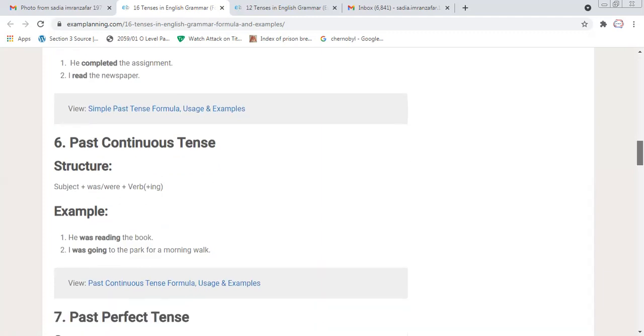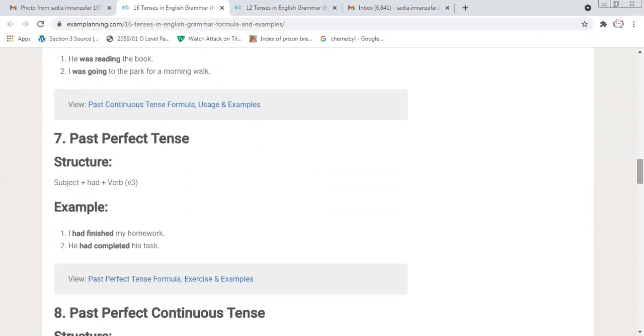Then after this, we come to past perfect tense. Past perfect tense is the tense in which we are going to use subject, had. So remember, in past perfect tense, we only use had. We are not going to use have or has. And we are going to use the third form of the verb here. For example, buy, bought, bought. So buy is the first form, bought is the second form, bought is again B-O-U-G-H-T, the third form. So you will use the third form here.